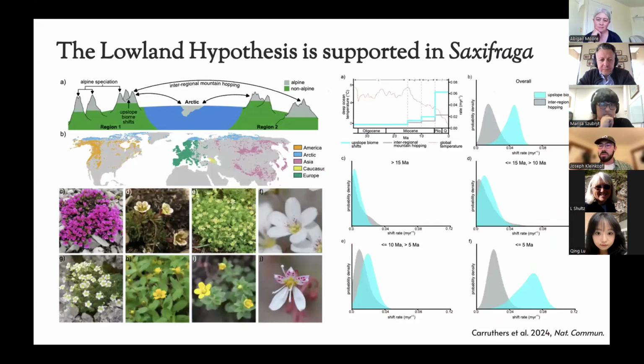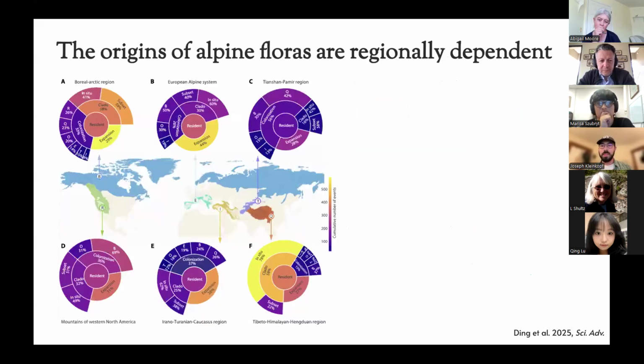And of course, I'm not the only one who's interested in this kind of thing. There was a recent study on Saxifraga that basically shows that there are more upward migrations from lowland into alpine than there are alpine to alpine migration events. So this lowland hypothesis is supported in this group. And then this other really cool paper by Ding et al., 2025, asked a similar question, but they pulled a ton of GenBank data and built reconstructed trees for these groups, and then did a similar thing looking at distinct mountain regions across the temperate parts of our world.